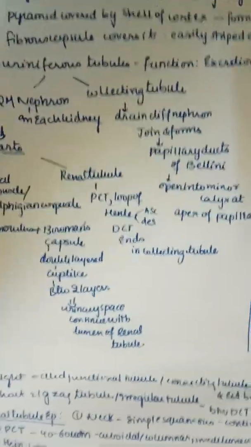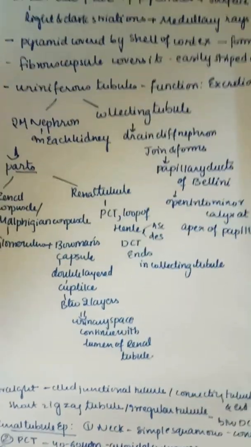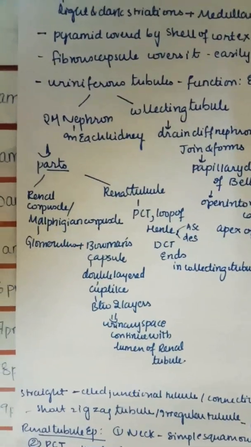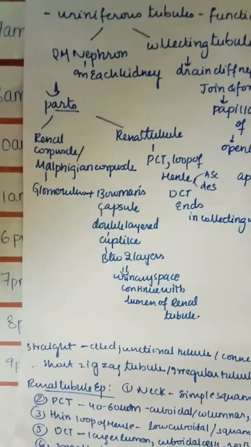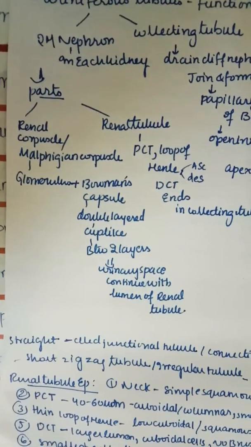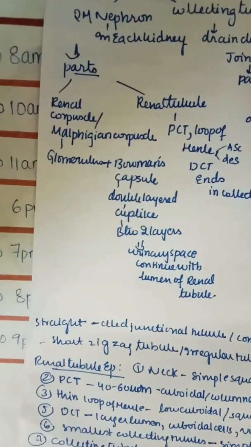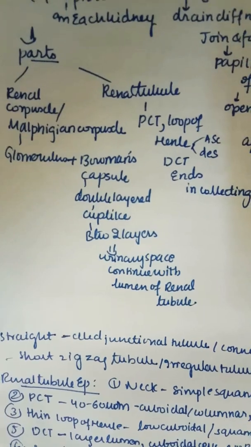Now, as we understood the diagram, let us check out the theory part so that it will be convenient to study here in this picture. So 2 million nephrons in each kidney. So parts of the nephron are divided into renal corpuscle, also known as Malpighian corpuscle. This renal corpuscle mainly consists of a glomerulus and Bowman's capsule.